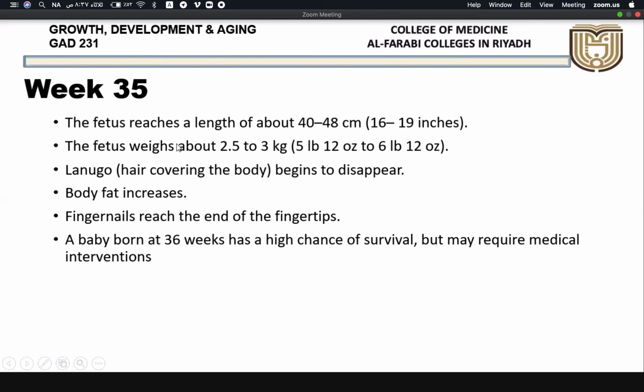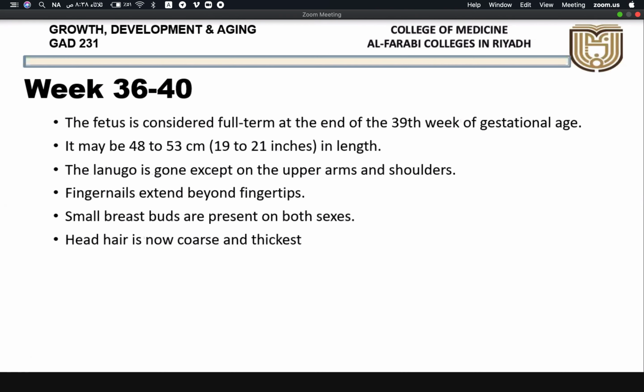By week 35, this has reached a point where if the fetus comes out, it can survive easily with some medical interventions. And the fingernails are up to the fingertips, and there's a lot of fat in the body, and the lanugo hairs start disappearing, and the weight is almost 2.5 to 3 kilograms. And the 36th to 40th week is the stage when it has completed its gestational period. Now it is ready to come out of the mother's womb and survive as an individual separately.